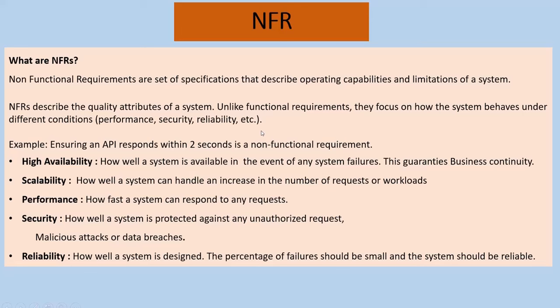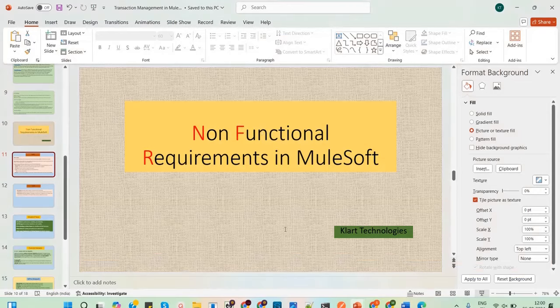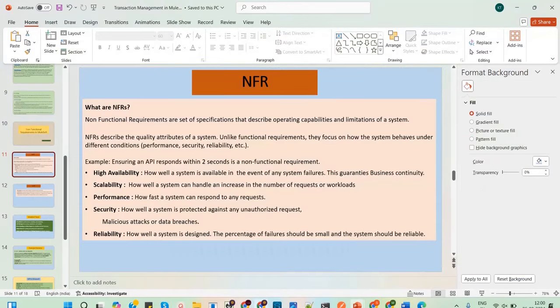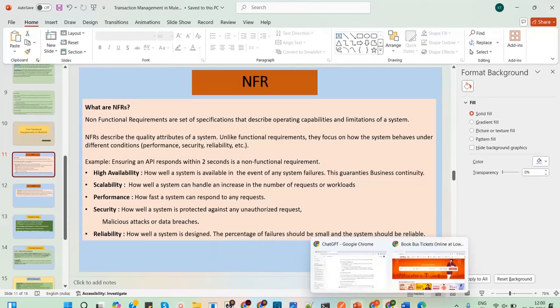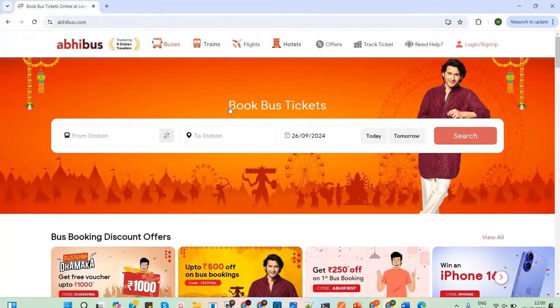First of all, you need to understand what are functional requirements and what are non-functional requirements. To understand it a little better, I will show you one normal example, which is our Abibus example. This is the abibus.com website where we book our tickets for buses, trains or flights, whatever features are available here. We are going to use these kinds of services from Abibus, right? Here you need to understand what is functional and what is non-functional.